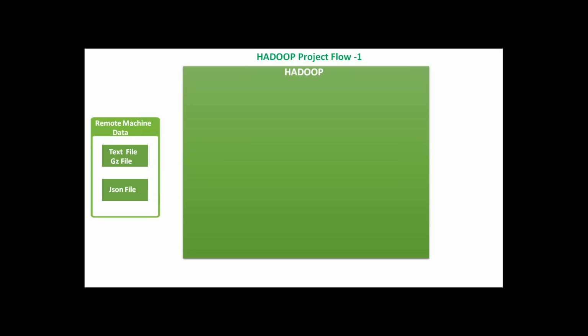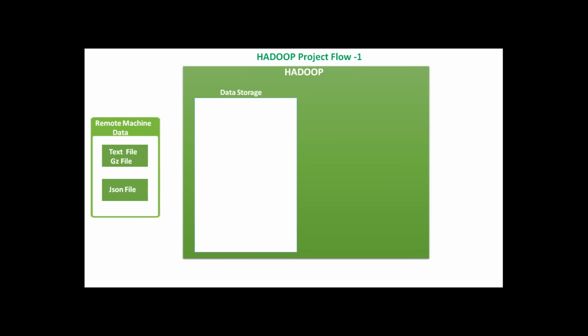And we'll have JSON files. If our input data is JSON, we'll have the files as JSON files. Any one of these file types will be there. Suppose I have text files in a remote machine, as text, gz or JSON files. The first step in Hadoop is data storage, and the Hadoop component for data storage is HDFS.